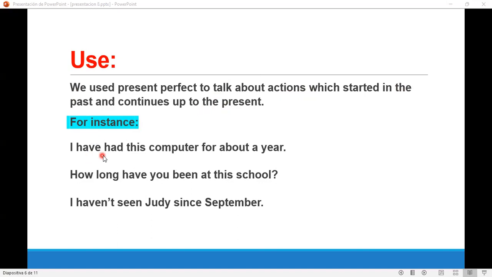Sarah, please. I have had this computer for about a year. Very good. Thank you so much. Luis, the second one. How long have you been at the school? Very good. Thank you. Albi. I haven't seen Judy since September. Very good. Since September. Okay, great. So these are some examples of using the present perfect.